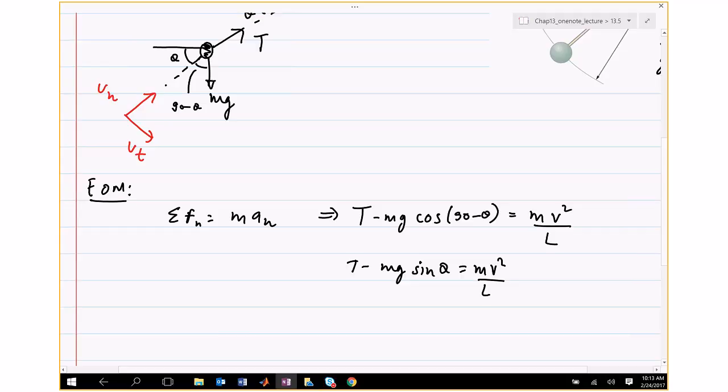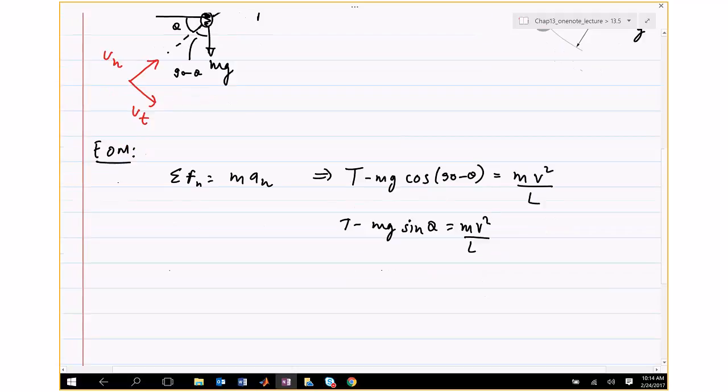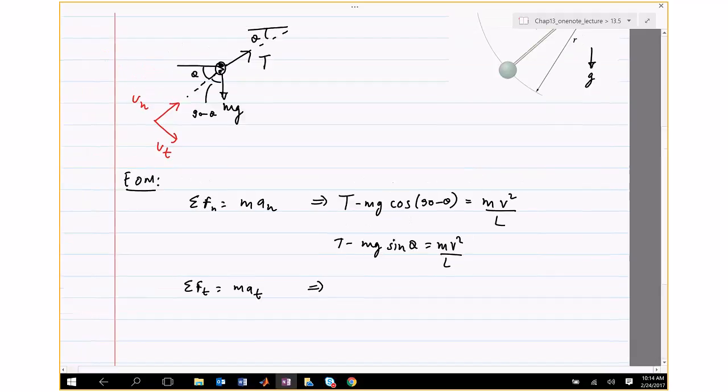Derivative. That is not adding more information. Okay, I just wrote an equation in one direction. There's another equation I can write, right? That is the F_t equation, mass times acceleration in the tangential direction. Let's see if this equation is able to give me velocity. So what's the net or external force in the tangential direction?